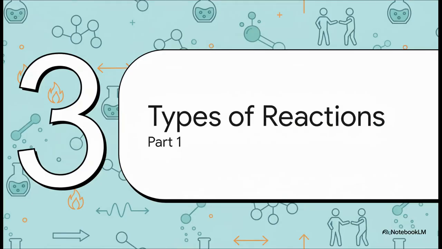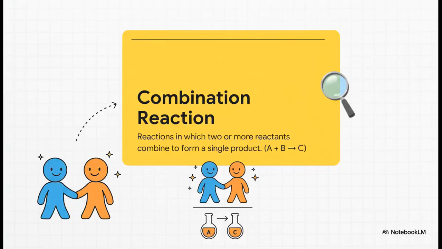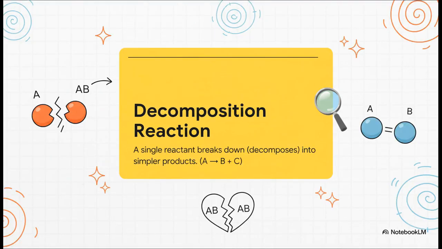Now that we know how to write and balance equations, let's meet the whole reaction family. There are a bunch of different types, and each one is unique. First up, we have the combination reaction. This one's easy. It's when two or more things combine to make just one single thing. A plus B comes together to form C. It's kind of like two people meeting and starting a new friendship. And right on the opposite side, we have the decomposition reaction. Here, one single thing breaks apart into simpler pieces. It's the exact opposite of combination, almost like a breakup.